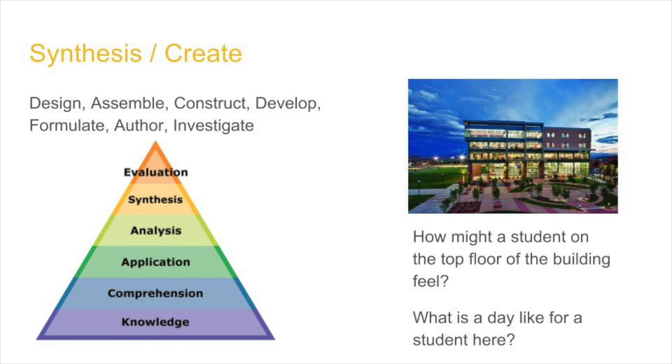The fifth tier to Bloom's taxonomy is called synthesis. It was later revised to be called evaluating. It involves the putting together of elements and parts so as to form a whole. Two example questions would be, how might a student feel on the top floor of the building? And what is a day like for a student here?